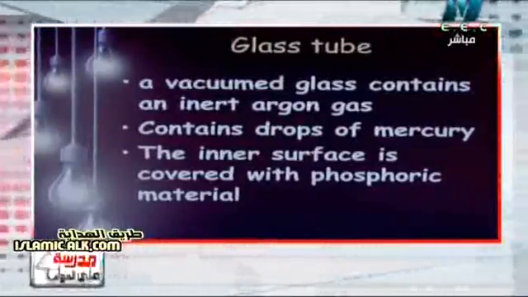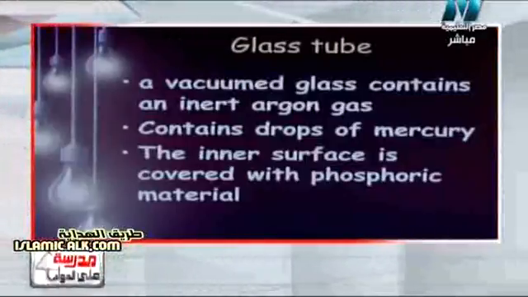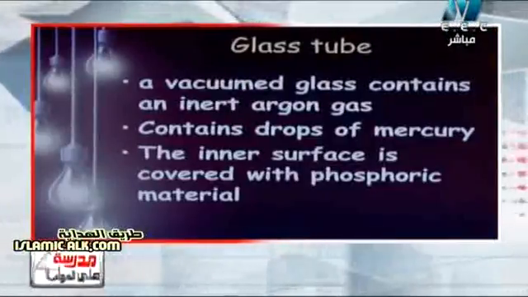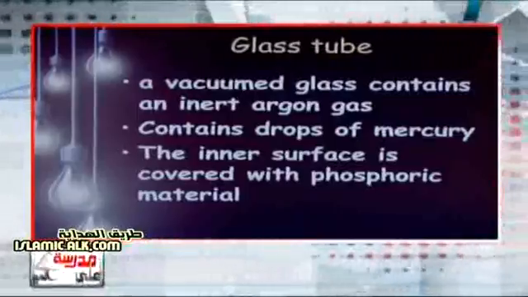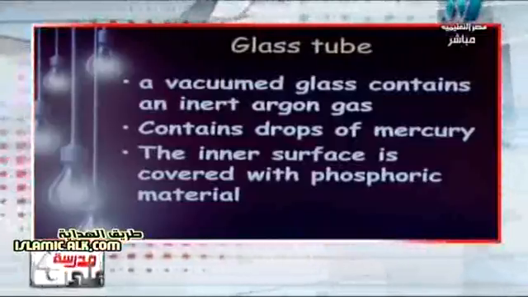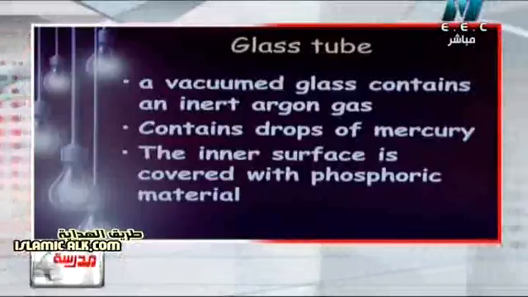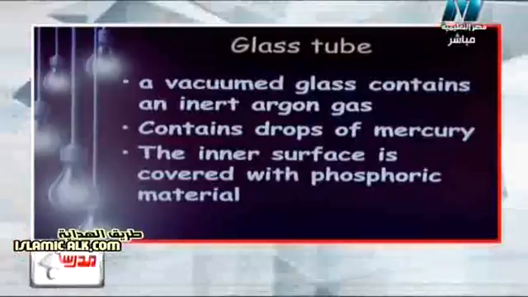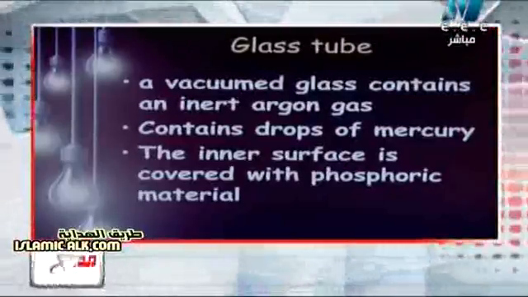Okay, also the inner surface of the light bulb or the inner surface of the glass tube is covered with phosphoric material. لو حد فينا كان فتح أو كسر for example the fluorescent lamp، هيلاقي إن في phosphoric material، مادة فوسفورية لونها أبيض فوسفوري، أبيض shiny جدا، which is found or which covers the inner surface of the fluorescent lamp. Okay, why we put this material, the phosphoric material, inside the glass tube of the fluorescent lamp?